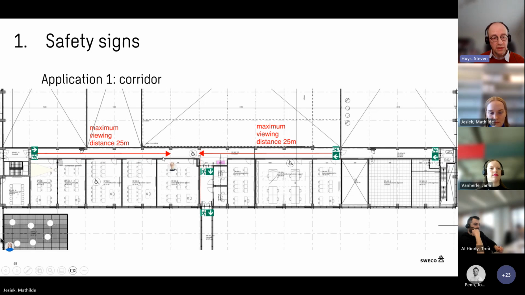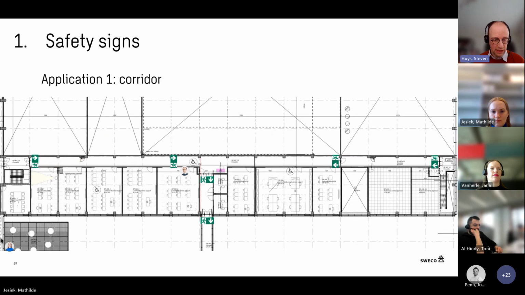Then you should have a look at the maximum viewing distance. Mostly it is for internally lit signs between 25 and 30 meters. The standard says that it should be counted as 200 times the height of the picto. So then you come to the 25 meters maximum. If you are further away from it, then you should add some safety signs. So here, this one is added because it's further away. If you are here, you do not have a good look at this sign.